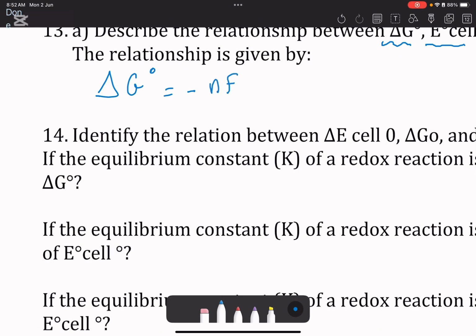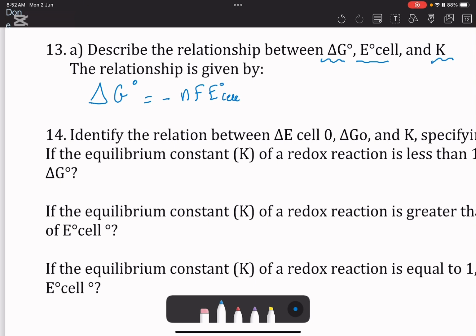Delta G, the Gibbs free energy, is minus nFE cell. If you are doing a question where you need to use this formula, remember that when you're done, you need to divide by 1000 in order to get the answer of delta G in kilojoules per mole and not in joules per mole. Now, n represents the amount of moles of electrons transferred. F is the Faraday constant, and E cell is the potential of the cell, the battery in which the reaction took place.